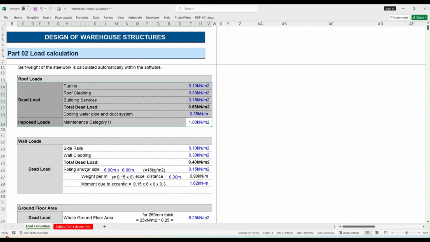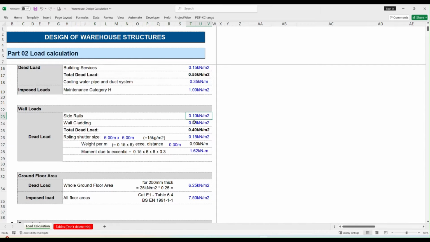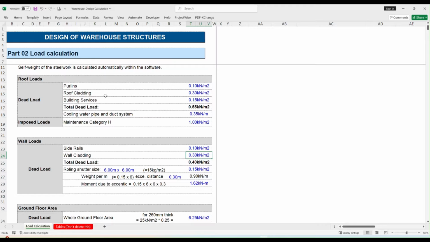Next one is coming to the wall loads. For wall loads here we are going to consider the side rail as 10 kg per meter square, and wall cladding is again 30 kg per meter square, which we have considered for roof cladding. The same things we are going to consider. This is the maximum weight we are considering, but there are still some reductions in that. So totally it is 0.4 kilonewton per meter square of wall load that is going to be applied on the column.